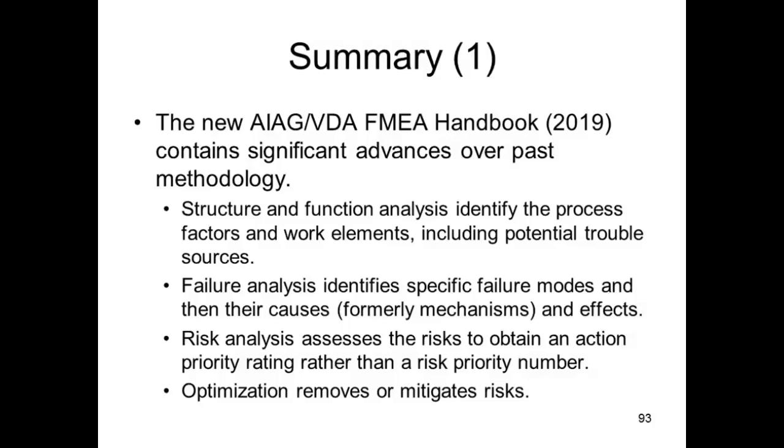And remember, the failure mode is the focus element or starting point, and from that we get the failure effect and also the failure cause. Risk analysis assesses the risks to obtain an action priority rating rather than a risk priority number. That, again, is a major advance in the newest manual that wasn't in the previous manuals. I think the fourth edition FMEA handbook still used risk priority number. Optimization removes or mitigates risk.